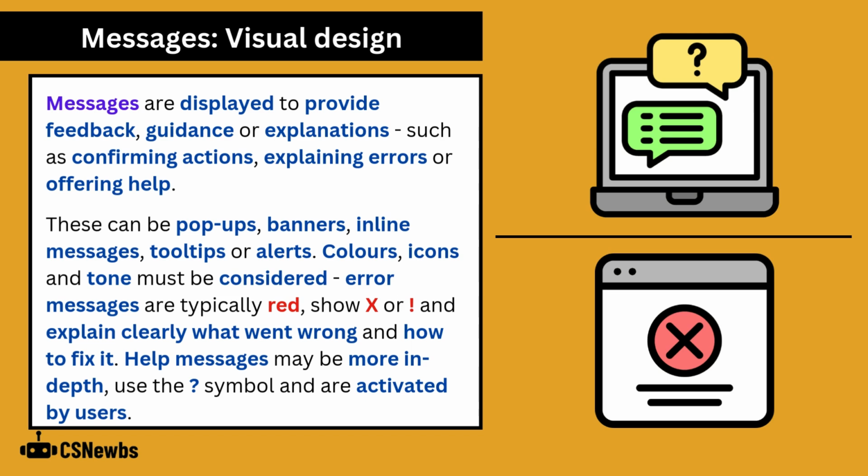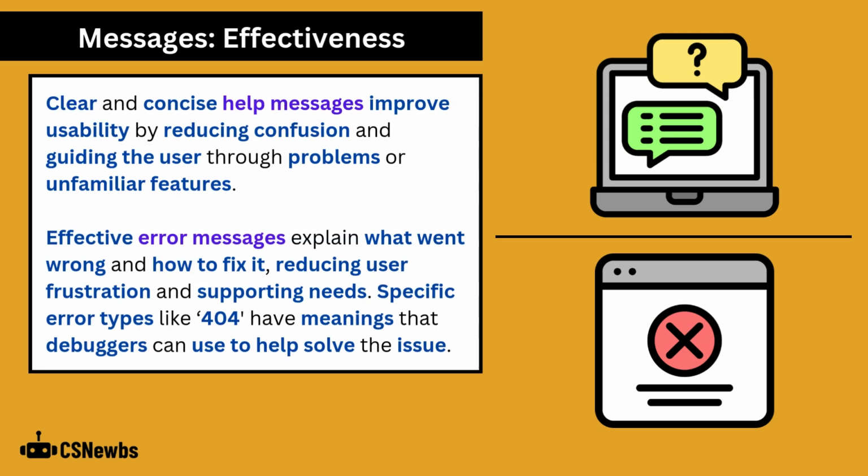Typically, the user will click on an icon or button to be shown a help message when they're stuck, whereas error messages are more likely to be automatic when something incorrect or unexpected has occurred. Clear and concise help messages improve usability by reducing confusion and guiding the user through problems or unfamiliar features. Effective error messages explain what went wrong and how to fix it, reducing user frustration and supporting needs.